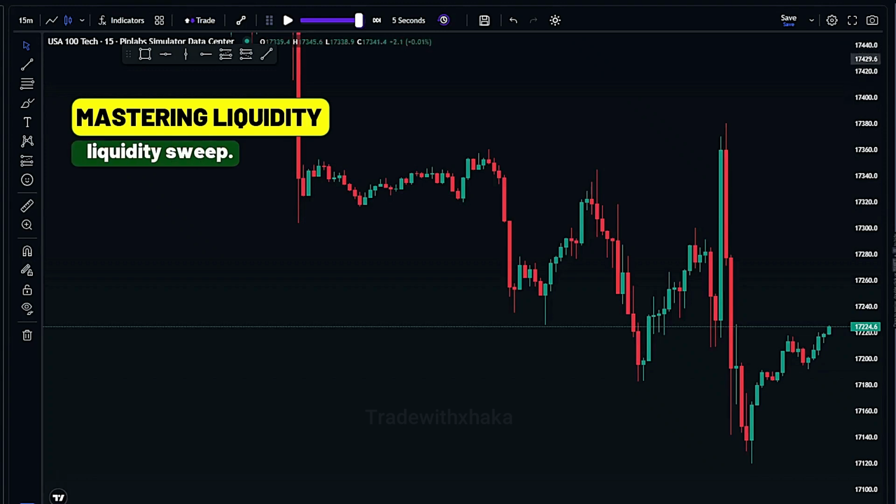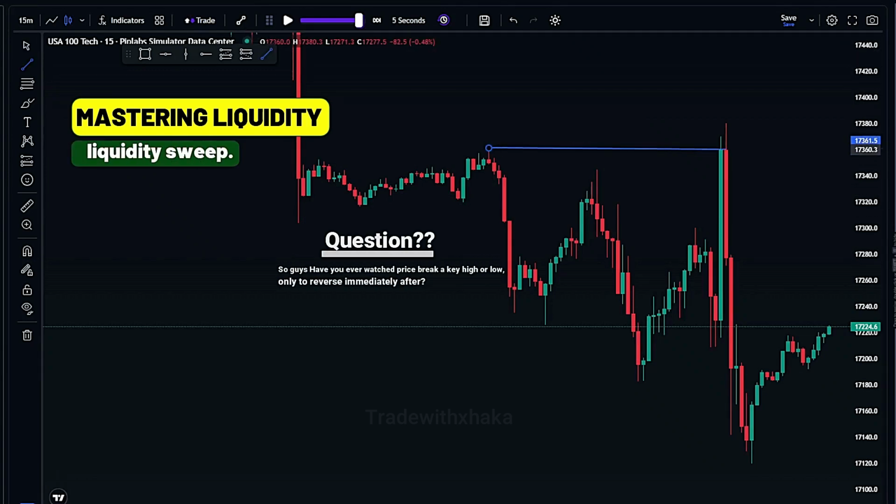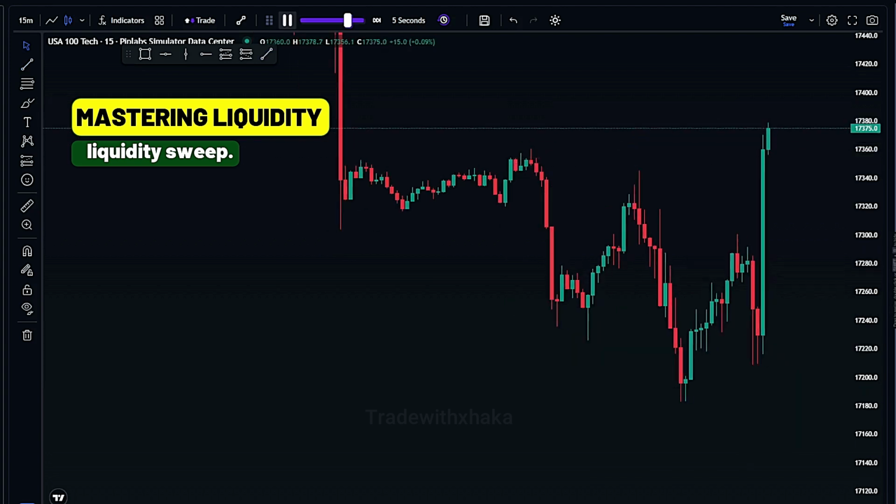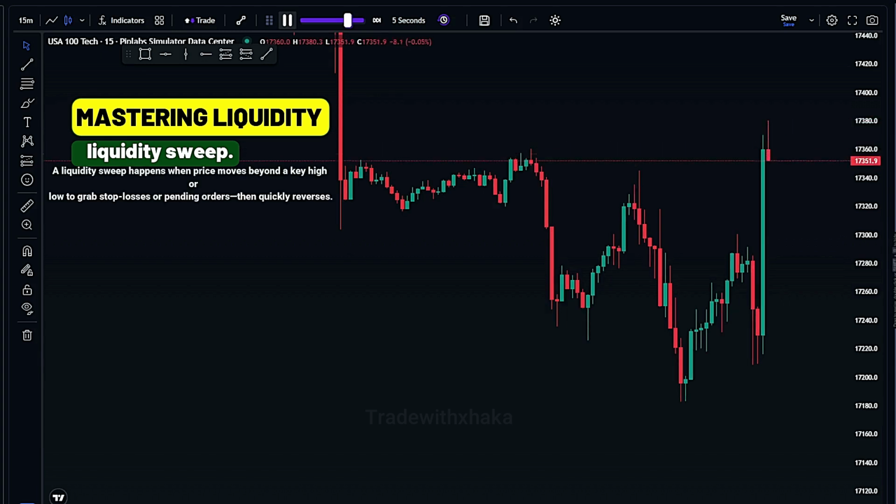Next is liquidity sweep. So guys, I want to ask you a simple question. Have you ever watched price break a key high or low only to reverse immediately? That wasn't a fake out. It's just a liquidity sweep. A liquidity sweep happens when price moves beyond a key high or low to grab stop losses or pending orders, then quickly reverses. It is not random. It's how institutions and smart money find the liquidity they want to enter big trades.